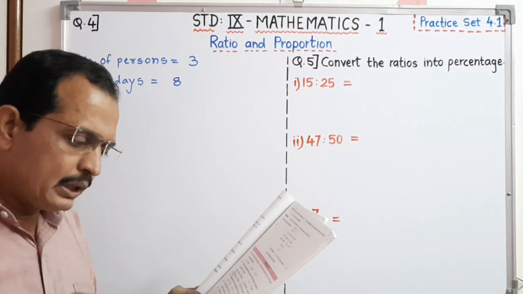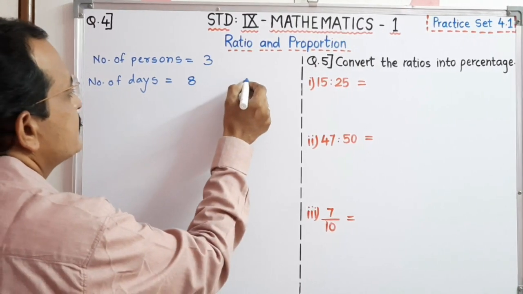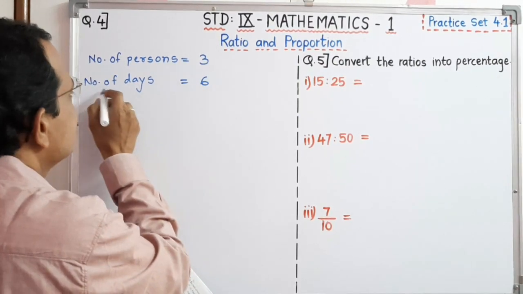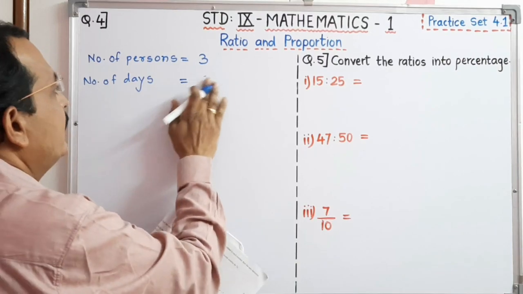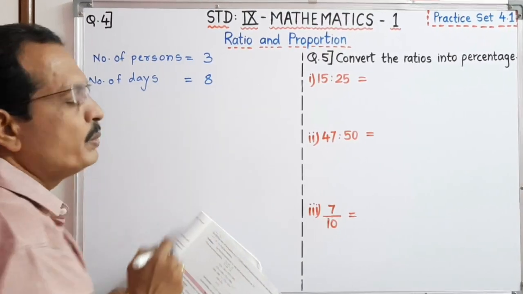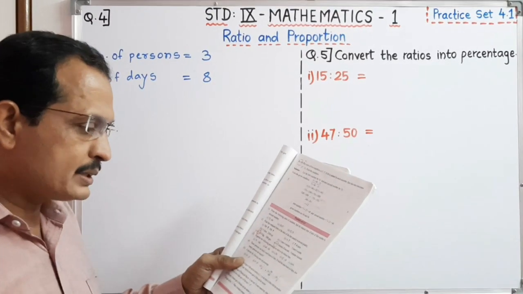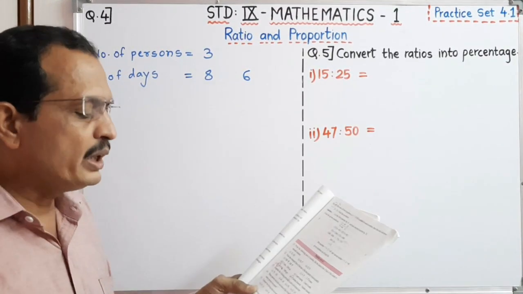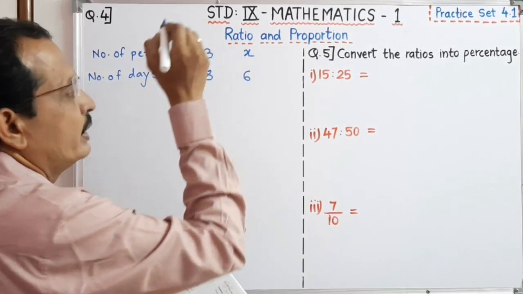Then to build the same house in 6 days. That means if 6 days are required, if 8 days are there, then to build the house 3 persons will be required. And now to build the same house in 6 days, how many persons are required, that we have to find out.